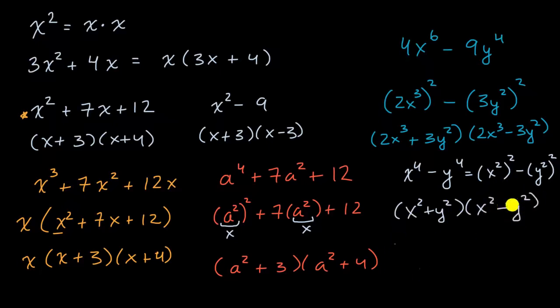Now this is fun because this is another difference of squares. So we can rewrite this whole thing as, I'll rewrite this first part, x squared plus y squared. And then we could factor this as a difference of squares just as we factored this up here. And we get x plus y times x minus y.